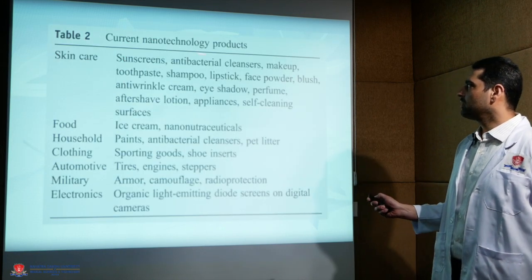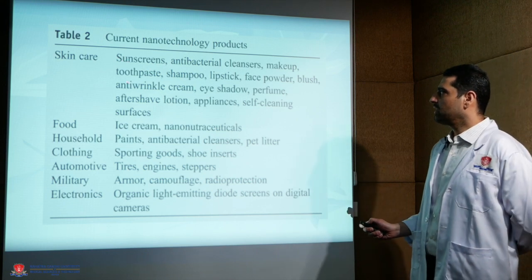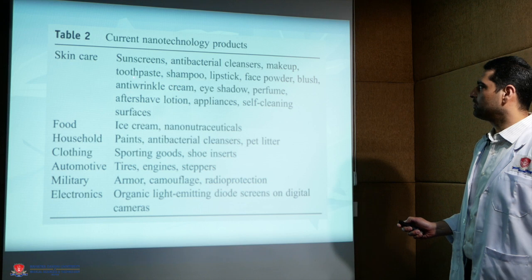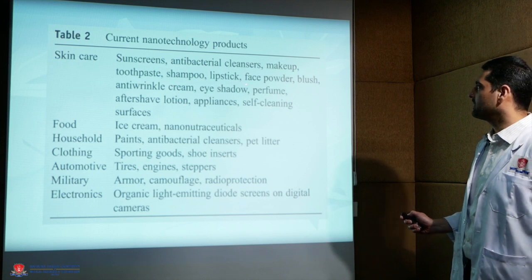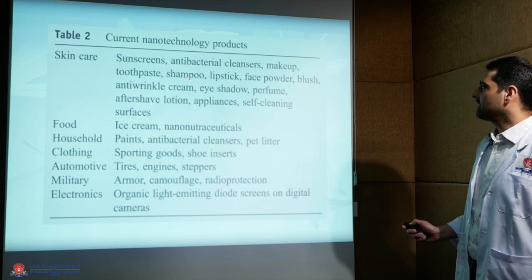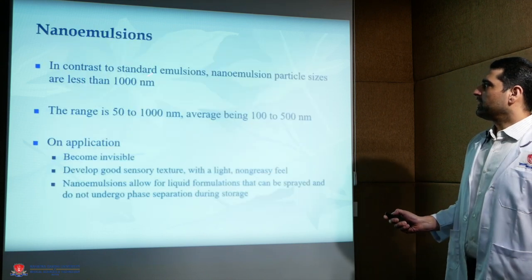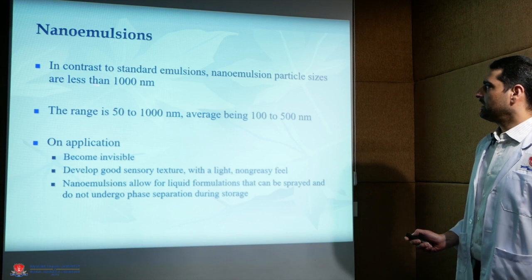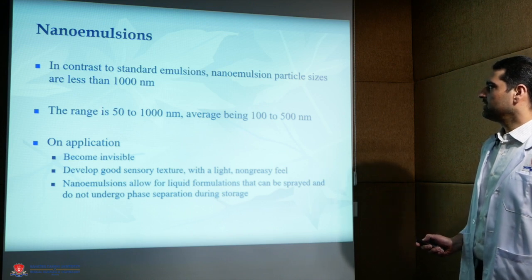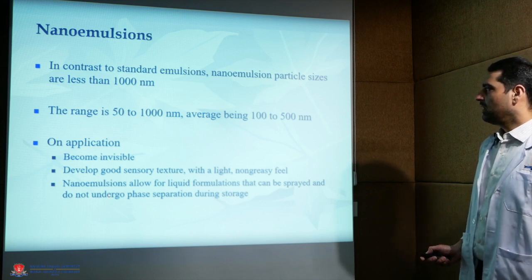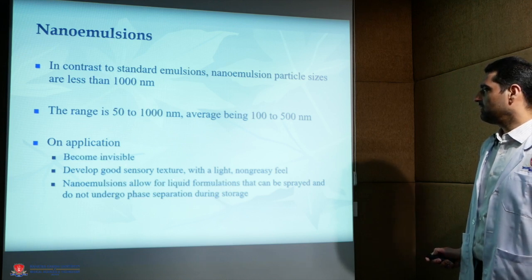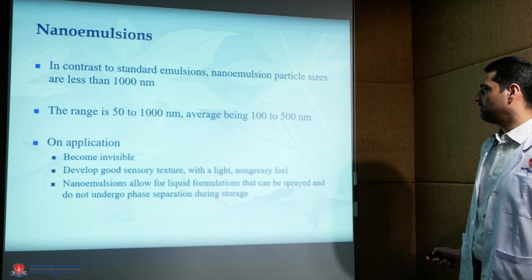Now current nanotechnology products. In skin care, these include sunscreens, antibacterial cleansers, makeup, toothpaste, cosmetic products like toothpaste, shampoo, lipsticks, face powders, anti-wrinkle creams, etc. Now nanoemulsions. In contrast to standard emulsions, nanoemulsion particle sizes are less than 1000 nanometer, usually ranging from 50 to 1000 nanometer. On application, these become invisible, develop good sensory texture with a light, non-greasy feel.